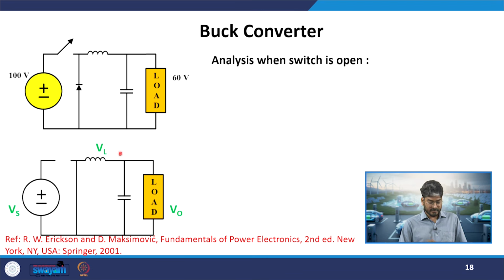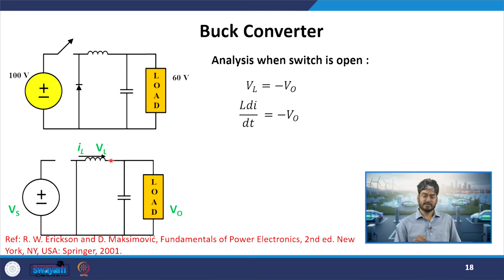Now, what will be the voltage across the inductor? If it has to maintain the current through this path, it has to produce at minimum a voltage equal to the output voltage. So, if I apply KVL in this loop, VL will be equal to minus V naught. So, L di by dt will be equal to minus V naught. Obviously your inductor is behaving as a source, so it will get discharged. That is the significance of this negative sign. So, di by dt will be equal to minus V naught by L.